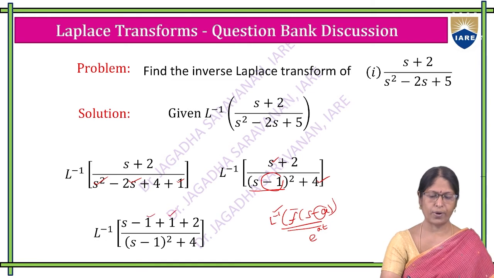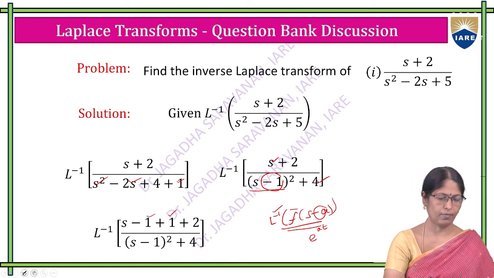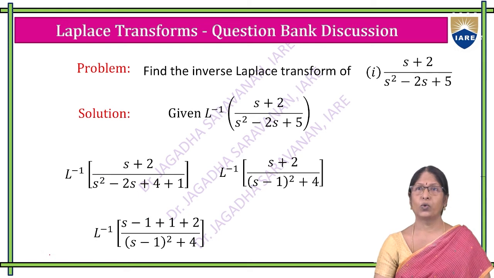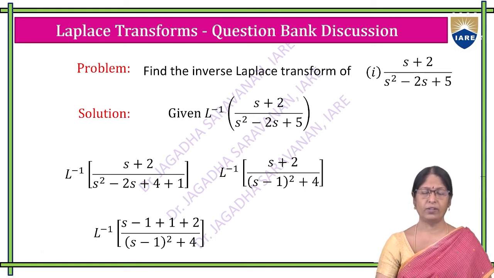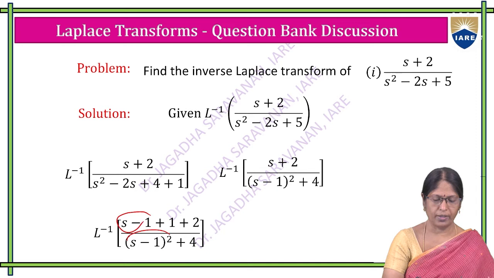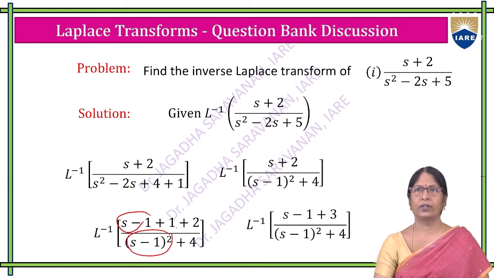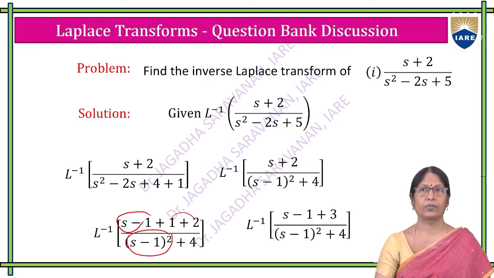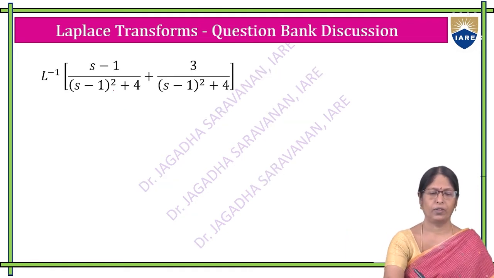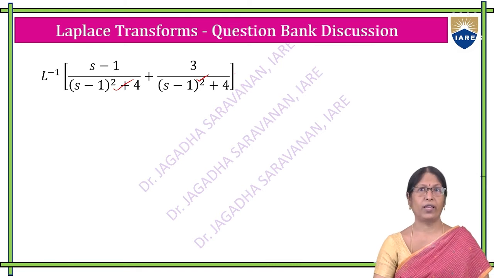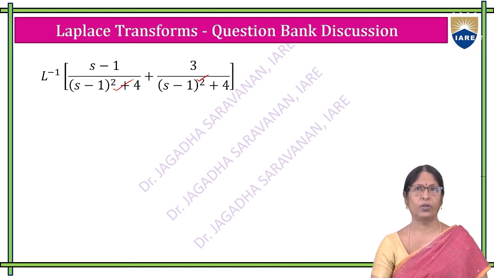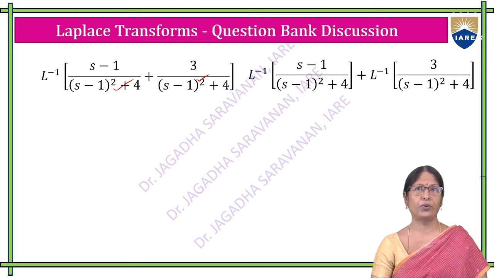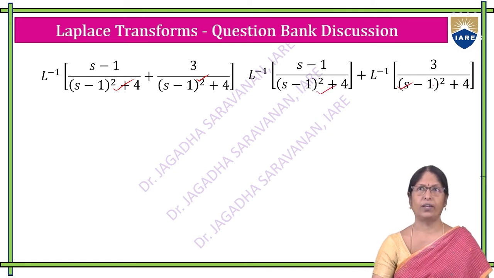So add and subtract 1. We have done add and subtract. What I am circling, put together, is written combined, plus 3. So we can see it here. This is one term, 3 divided by another term. So two terms. Here actually, for L inverse Laplace also, the linearity property is used to separate them.